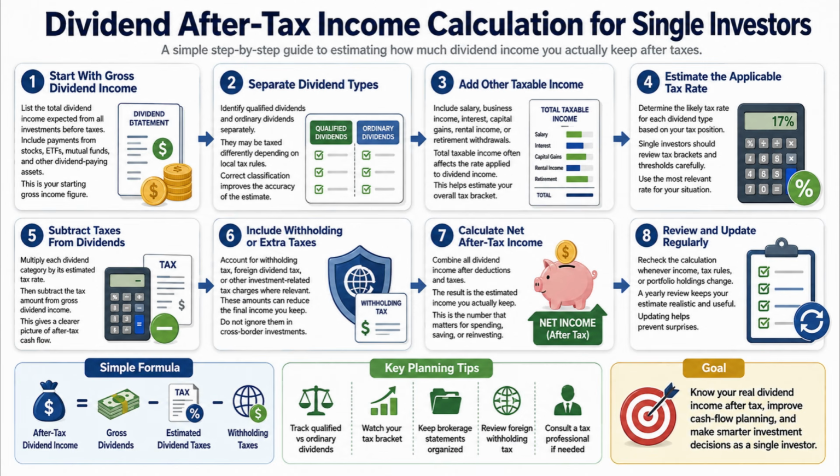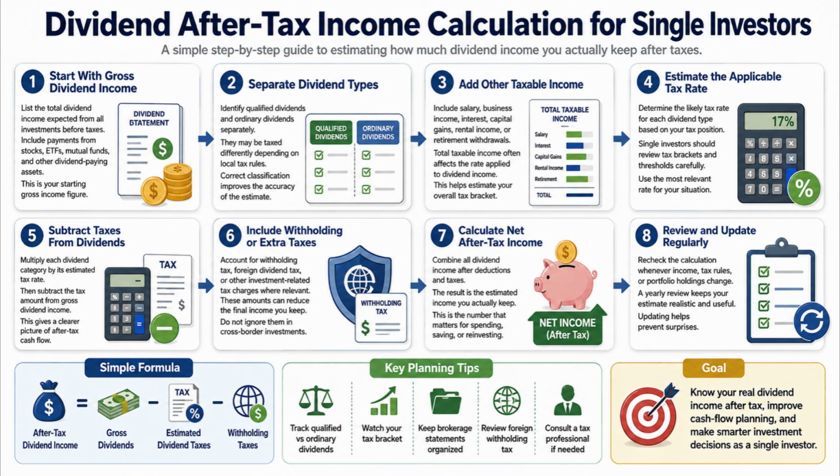Then, estimate the applicable tax rate. Once total taxable income is reviewed, the investor can identify the likely tax rate for each dividend type. This step is important because the tax rate applied to qualified dividends may differ from the rate applied to ordinary dividends, depending on local tax rules and income thresholds.